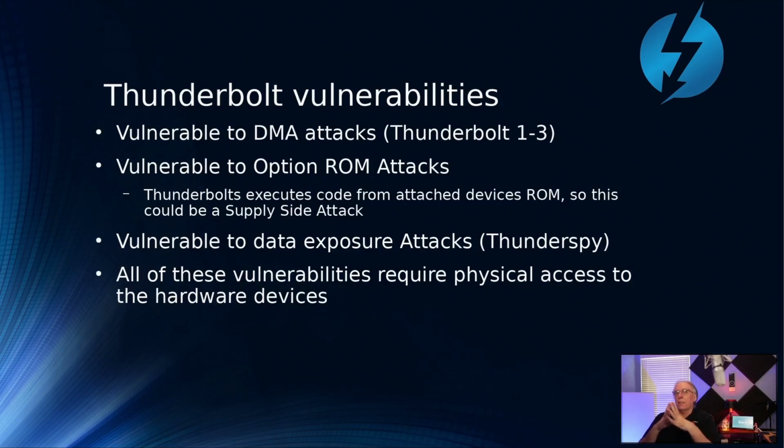So what are some of the vulnerabilities of Thunderbolt? This is what is currently known. There is vulnerability to DMA attacks, that's Thunderbolt 1 and 3. It is vulnerable to option ROM attacks, and that we consider a supply side attack. When Thunderbolt comes up, it executes the ROM on the device that's connected to it, which makes sense, right? You'd have to bootstrap the device from its own ROM, so it executes that code. And if an evil supplier puts malware into their boot ROM, that's going to get installed in your machine. So yes, it is vulnerable to a supply side attack.